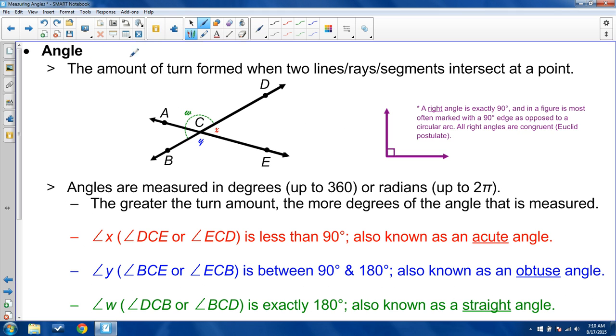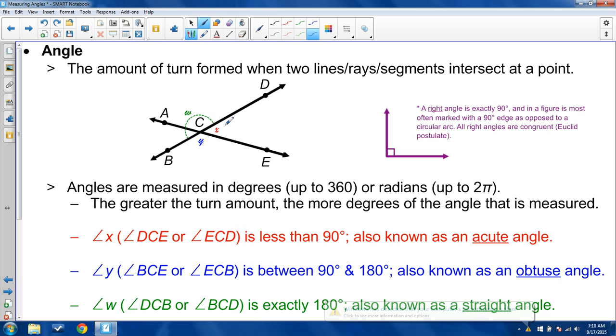Okay, redefining angle, once again, it's the amount of turn formed when two lines, rays, or segments intersect at a point. So let's go ahead and give more examples besides just that one, and let's say what different kinds of angles they actually are. Let's give them different names. All right, so angles are measured in degrees. We talked about that, and I think you have an understanding of that. 360 degrees is a full circle.